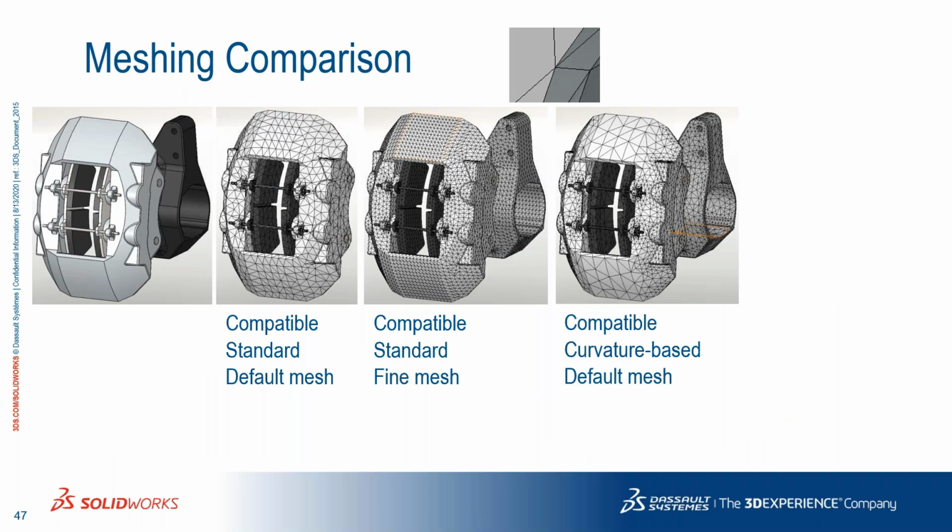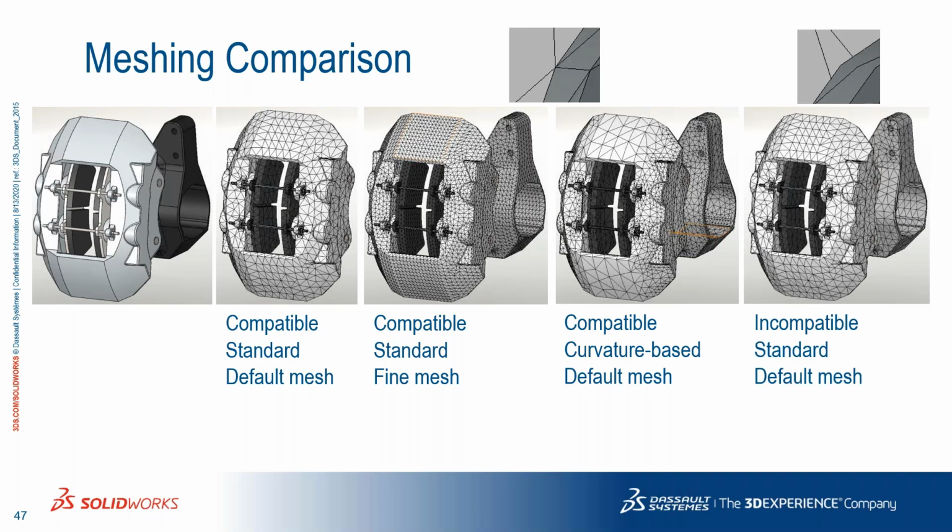You can observe here the comparison of the different types of meshes available inside SOLIDWORKS Simulation. This is a compatible mesh, this is a standard mesh, and we have the curvature-based mesh. This method automatically adds more elements in the curvature areas, compared to the standard mesh, which maintains the same element size. You can see the number of elements is more in the curvature than in the other portions. SOLIDWORKS Simulation is intelligent enough to identify where it should add more elements to get proper results.